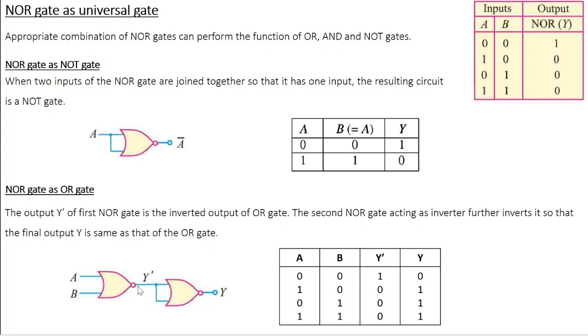So here you have A plus B inverse as the output. Now when you invert that, you get A plus B. So this is going to be the truth table.